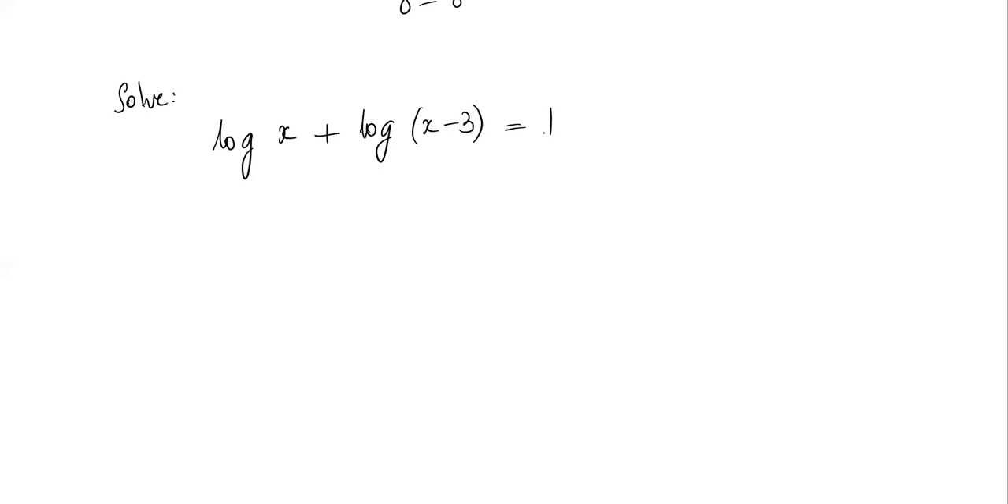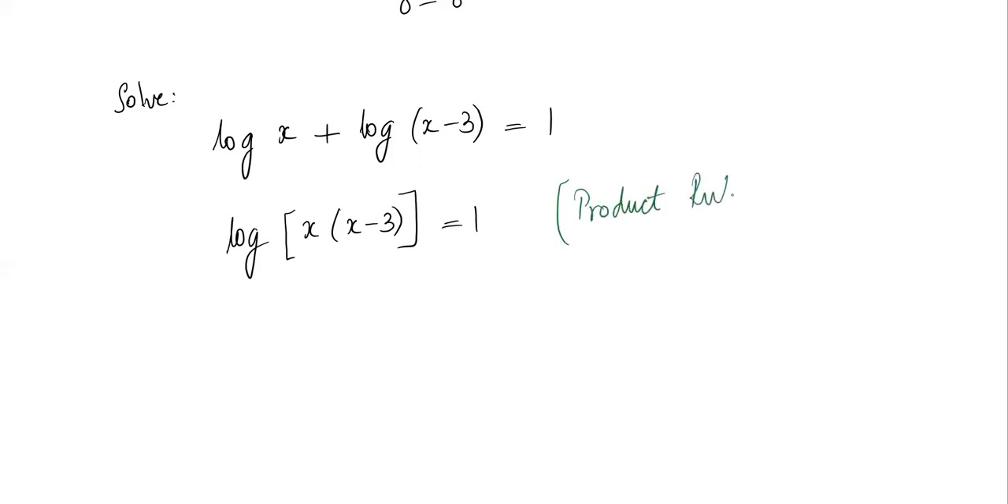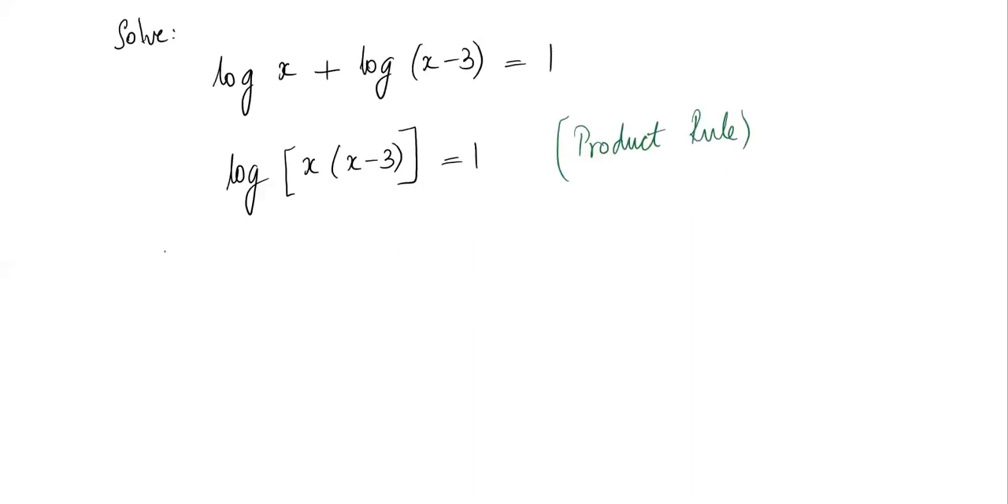If I have a log plus another log, with the logs having matching base, in this case the base is 10, then we could use the product rule to combine the arguments. So log of x times (x minus 3) equals 1 is what you'll get when you use the product rule. And now you're ready to use conversion.